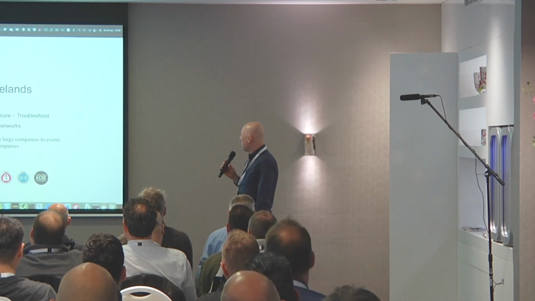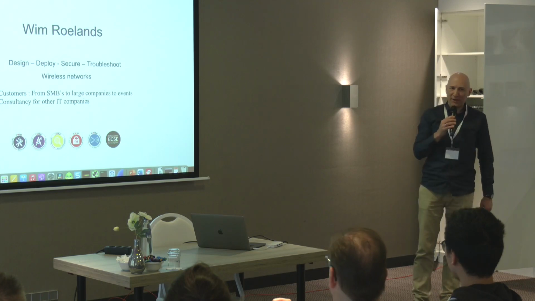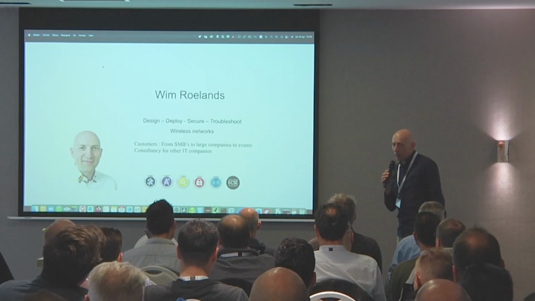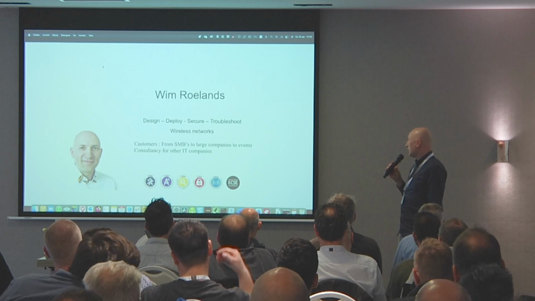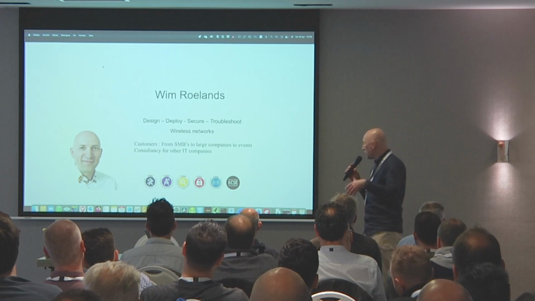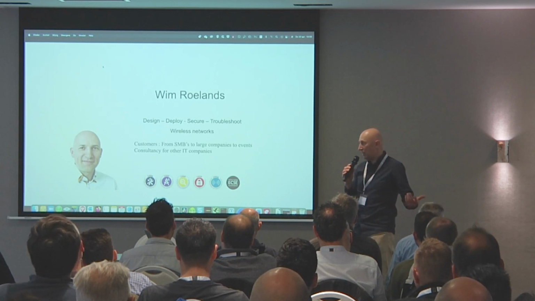Now, who am I? As I said, my name is Wim Roelands. I'm the father of 4 kids, 3 boys and a daughter. I'm a small business owner in Zwijndrecht near Antwerp, and I design, deploy, secure and troubleshoot wireless networks. My customers are small businesses to large companies to events.